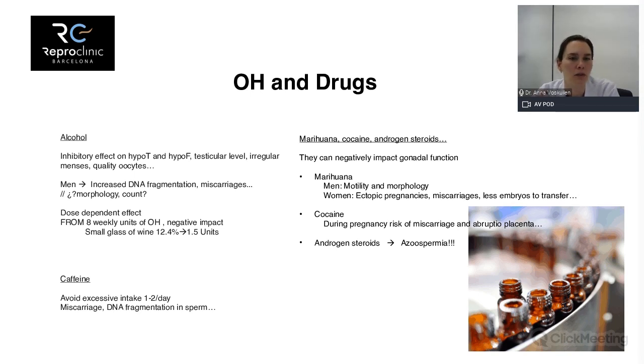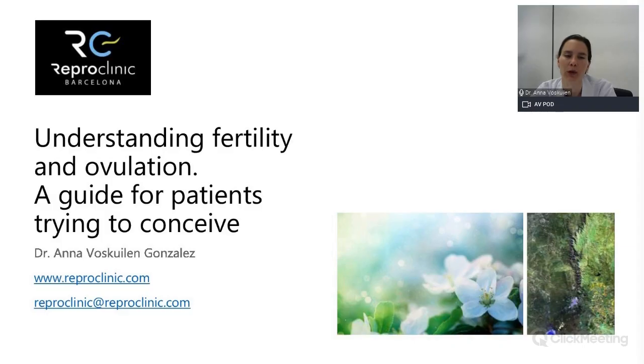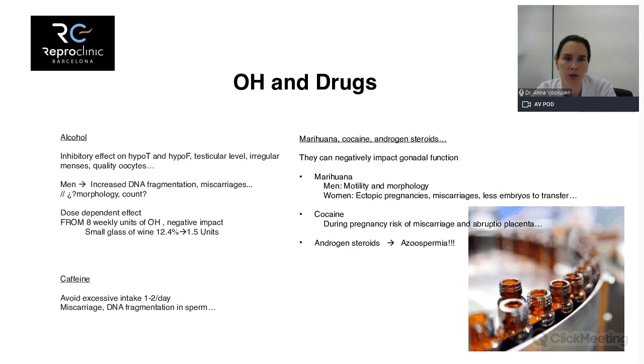And then talking about other kinds of drugs, marijuana, cocaine, androgen steroids, they can also negatively impact the gonadal function. So these axes that I was talking about before can be altered by this. And then we can also find problems with motility and morphology of sperm in men. In women, we can have ectopic pregnancy, miscarriages, fewer embryos to transfer when we are doing ART techniques, so assisted reproductive techniques, okay?